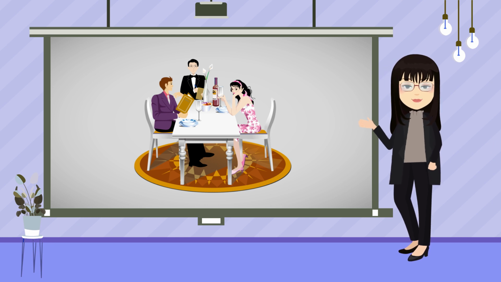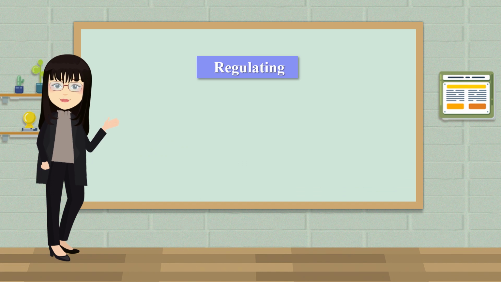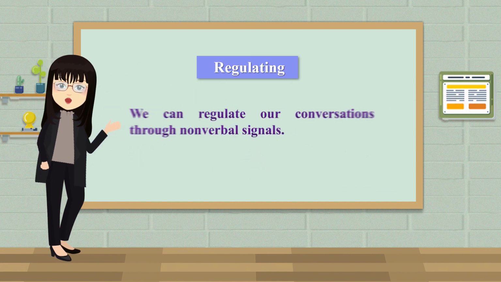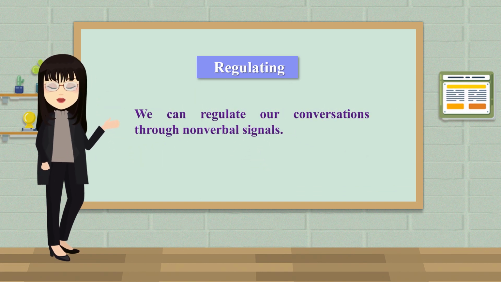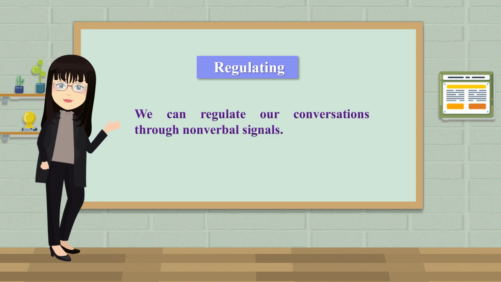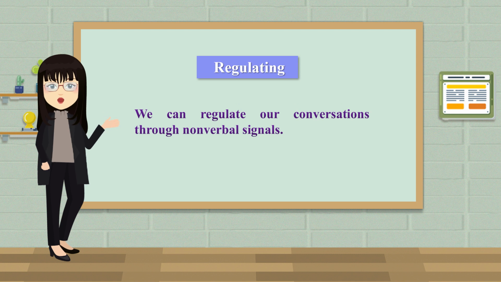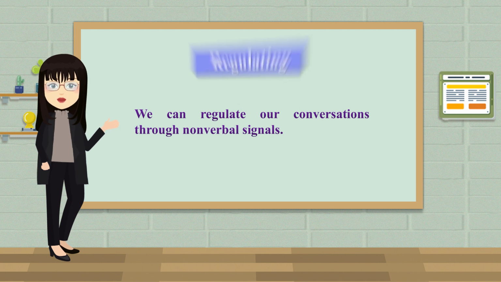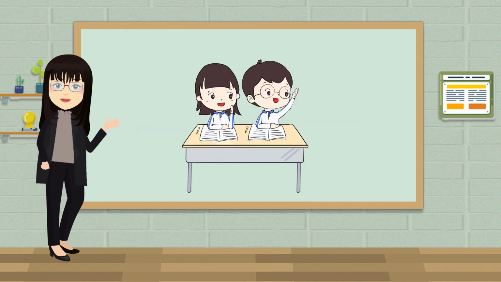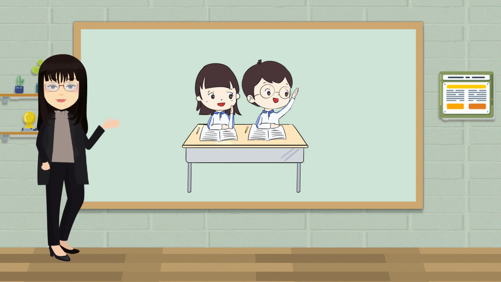The fourth function of nonverbal communication is regulating. That is, we can regulate our conversations through nonverbal signals. This is mostly concerned with turn-taking. For example, when you raise your hand, you indicate that you have something to say.